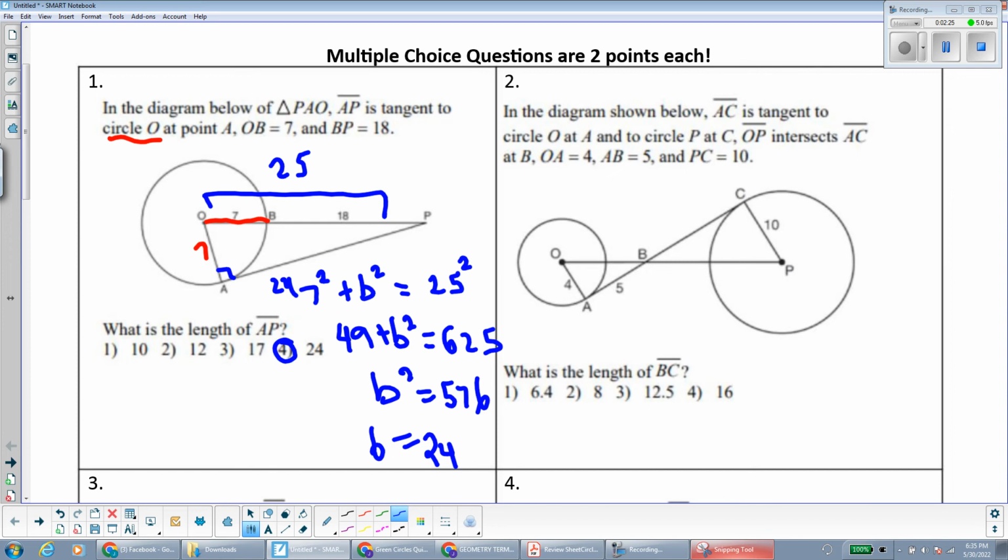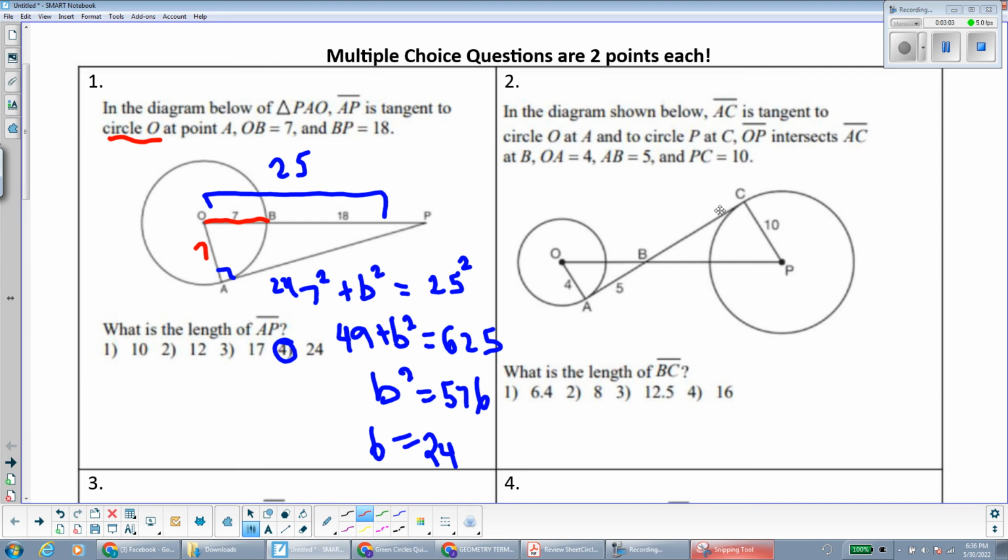Okay, in number 2, we are told that AC is tangent to circle O at point A and to circle P at point C. And we are given a bunch of measurements here to work with. And our goal is to find the length of BC. This one's actually a lot simpler than it appears to be. So I do know that segment BC is tangent to circle P, and I know that CP is a radius of circle P.